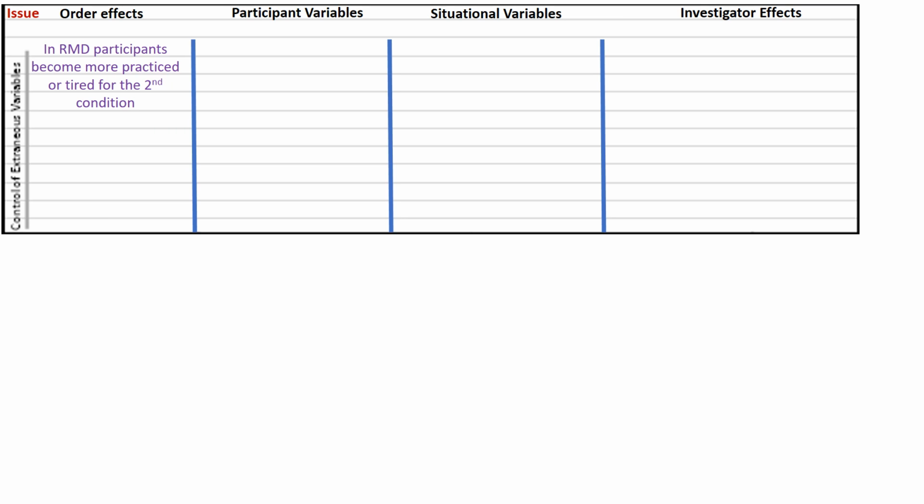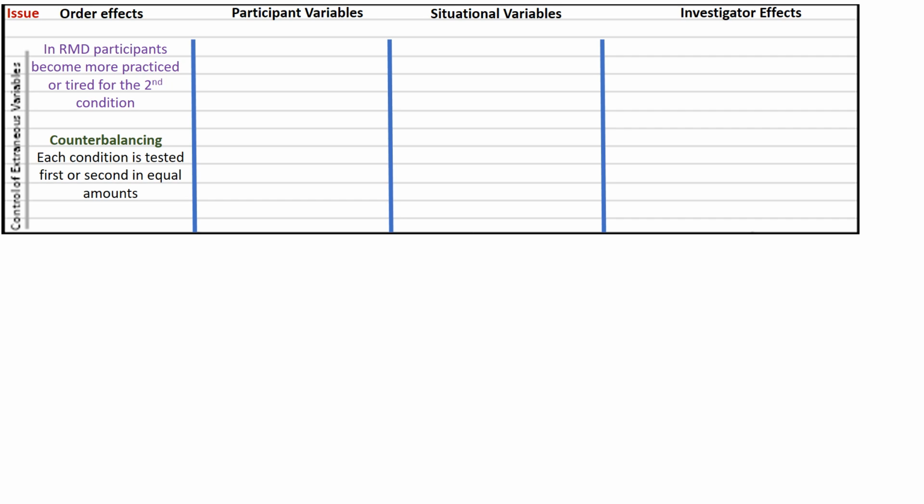So we spoke about repeated measures design and how participants who went through condition 1 would become either more practiced or tired or generally a bit more clued in by the time they get to the second condition. That would mean that we would find a difference between condition 1 and condition 2 just because the participants became more practiced. One way to minimize this would be a process called counterbalancing.